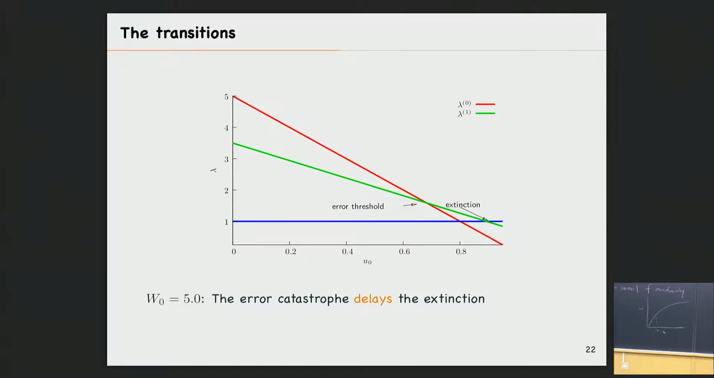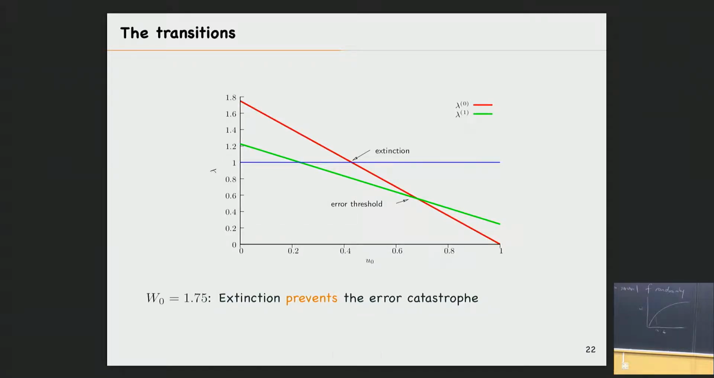And here you see that extinction. At this point, we have a population where, say, the wild type is present. Here there is the error threshold, the wild type is lost, but we have a W1, the first mutant, and then here we have extinction. So in this case, we see that the error threshold, the error catastrophe, delays the extinction.